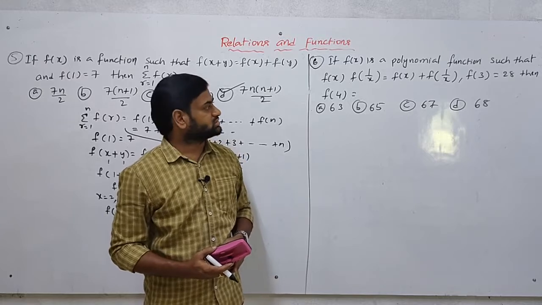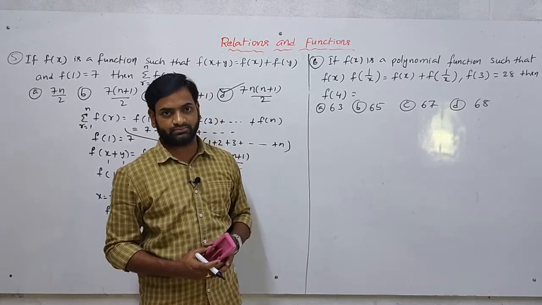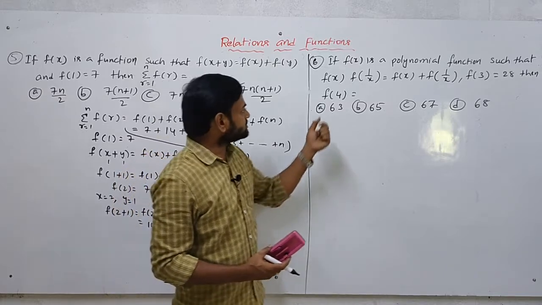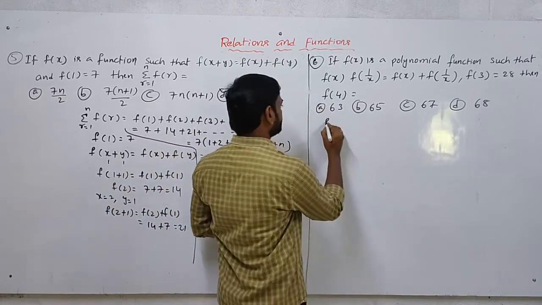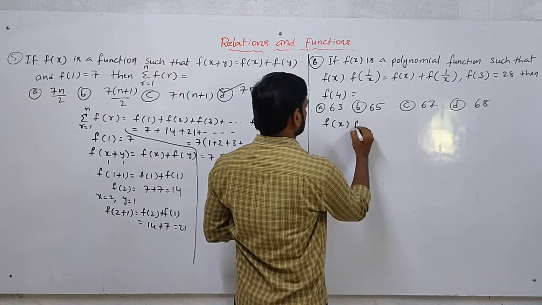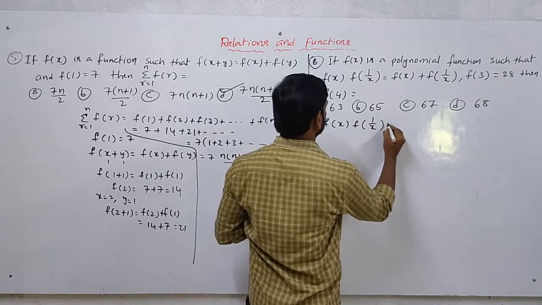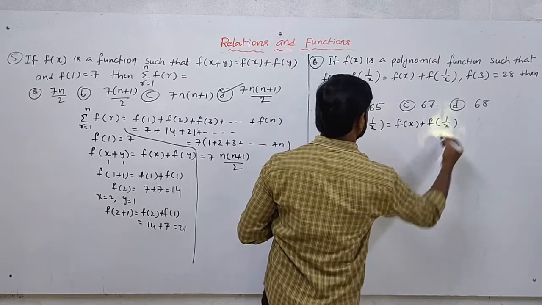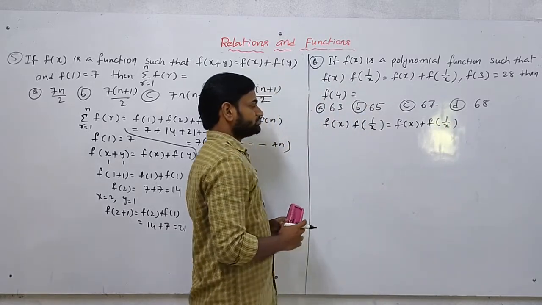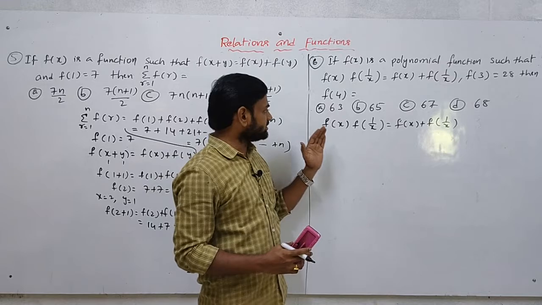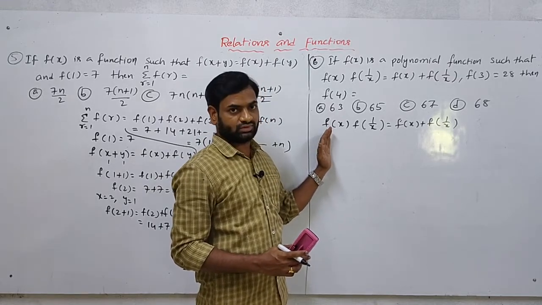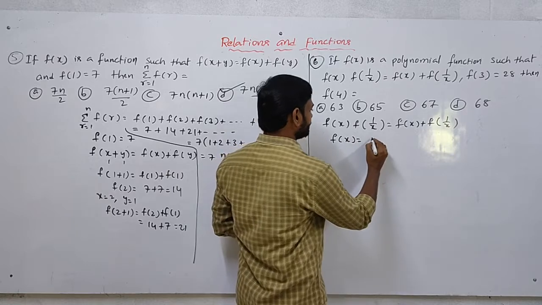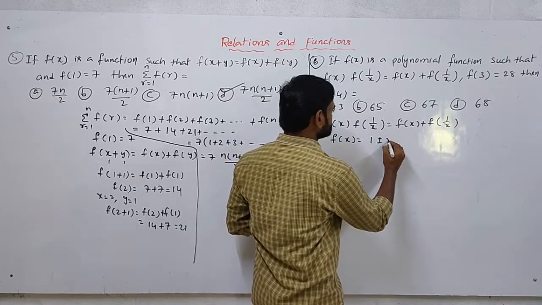Here, some fixed formats are there. See this format. What is the format? f of x into f of 1 by x is equal to f of x plus f of 1 by x. Satisfying this condition, there is one function, that is f of x equal to 1 plus or minus x power n.